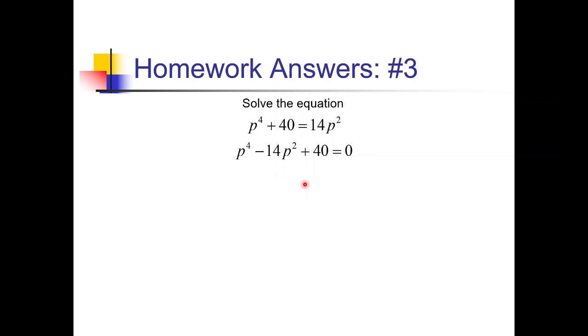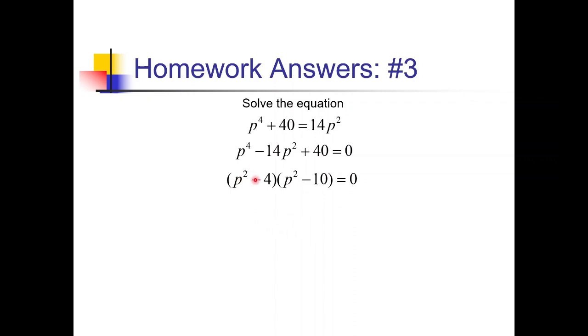So trying to factor this, let me think of things that multiply to 40 and add up to negative 14. Well, 1 and 40 doesn't work, 2 and 20 is no good, 4 and 10 works if they're both negative. So instead of writing p minus 4, I'm going to write p squared minus 4, and then I'll write p squared minus 10.